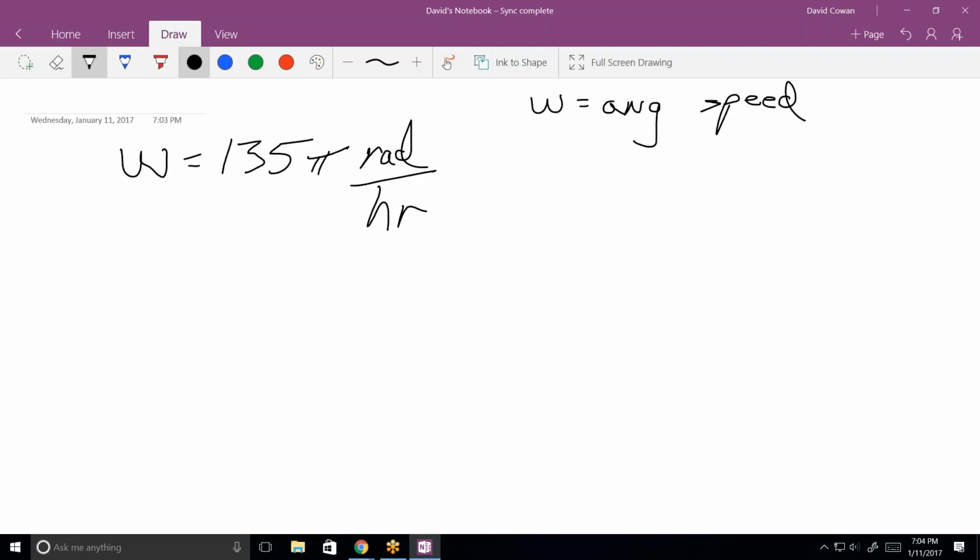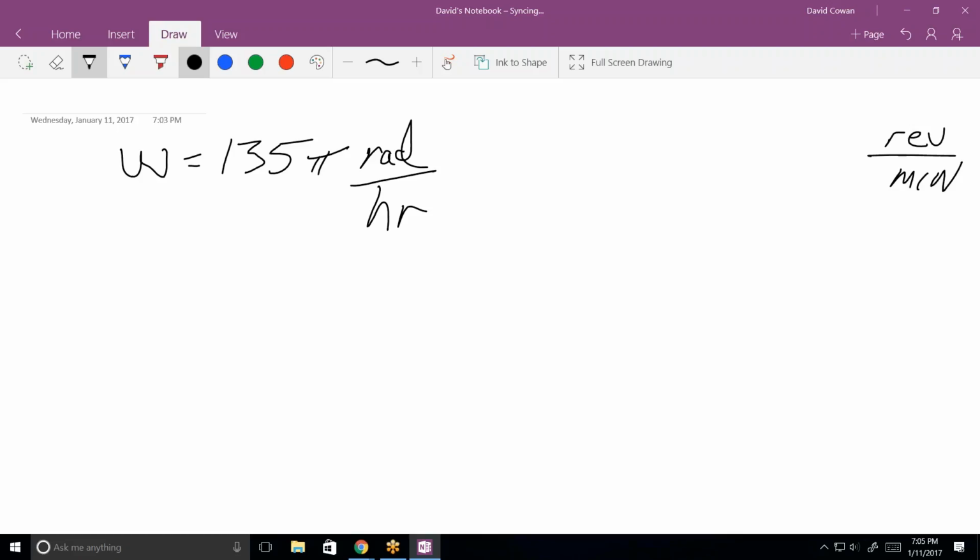Now what you have to do here is apply a number of conversion factors. What was the original question? Find the rotation in revolutions per minute given the angular speed, and the radius given the linear speed and the rate of the rotation. So we need to take this angular speed and convert it to revolutions per minute instead of radians per hour.